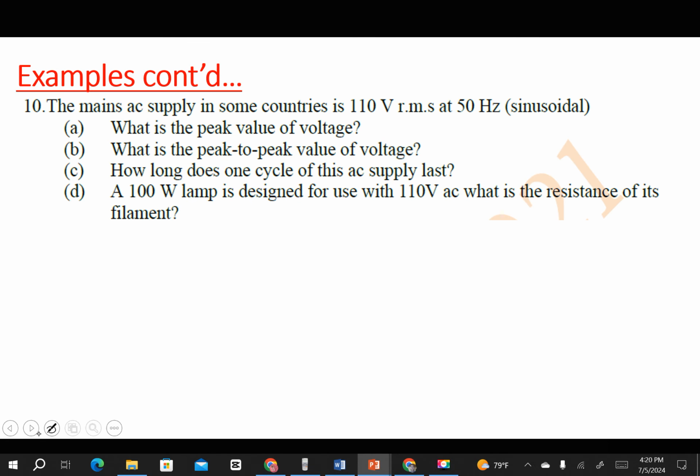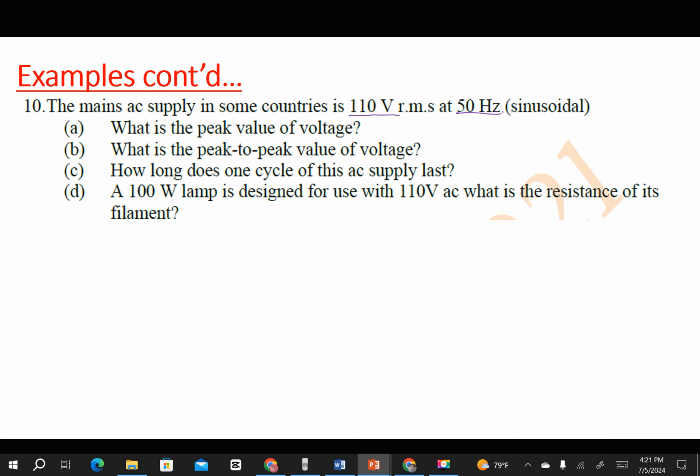The mains AC supply in some countries is 110 volts root mean square at 50 Hertz. What is the peak value of the voltage?